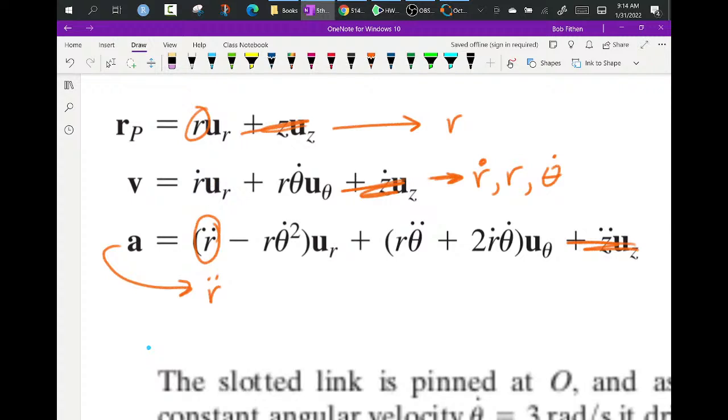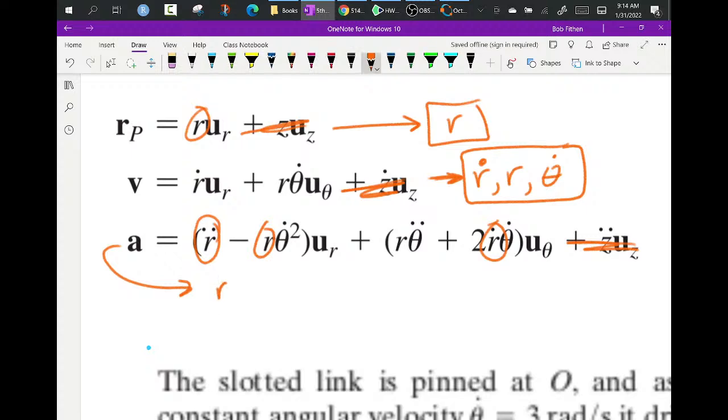What do you need to know if you need to know acceleration? You know R, you do R dot and R double dot. So just like this, you know R, R dot, R double dot. And what do you need to know? Theta dot, theta double dot.